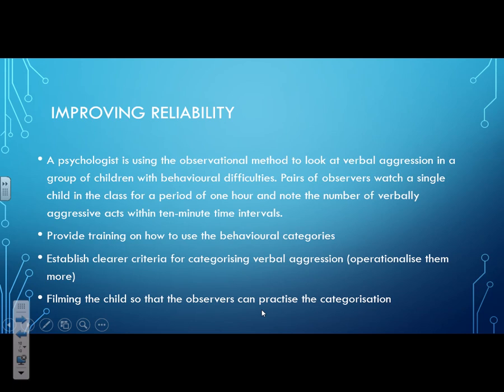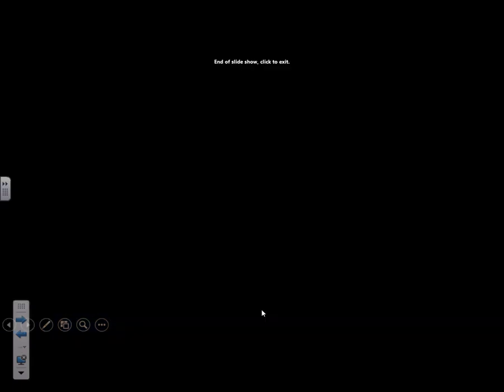And finally, filming the child so the observer can practise the categorisations as well. That links in with the training. You could record the children, and then get the observers to complete the observation several times so they can practise. So that's an example of something off the mark scheme.